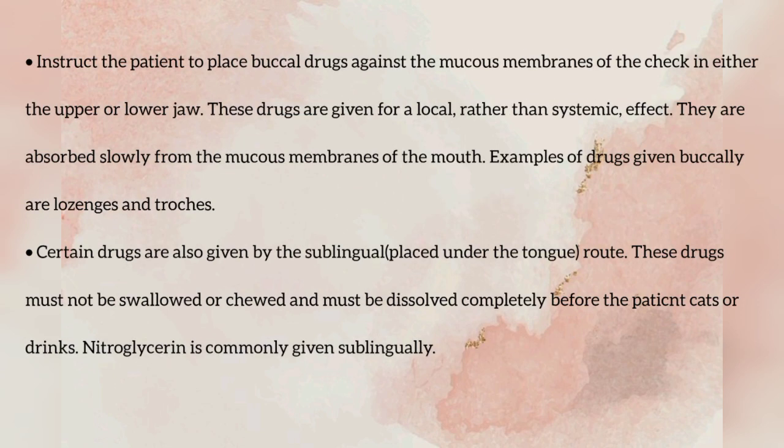tube. Instruct the patient to place buccal drugs against the mucous membrane of the cheek in either the upper or the lower jaw. These drugs are given for local rather than systemic effects. They are absorbed slowly from the mucous membrane of the mouth. Examples of drugs given buccally are lozenges and troches. Certain drugs are also given by the sublingual route. These drugs must not be swallowed or chewed and must be completely dissolved before the patient drinks or eats. Nitroglycerin is commonly given sublingually.